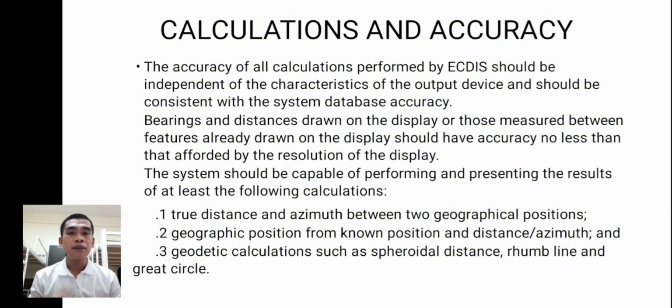So basically in this slide, it pertains to the display of the ECDIS that has independent characteristics that involve the calculations and accuracy. So the system must be able to perform and present, as aforementioned, the true distance and azimuth of geographical positions, the distance and the rhomb line great circle must be able to be presented by the ECDIS.